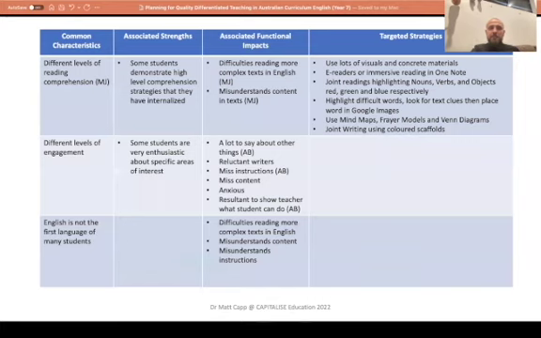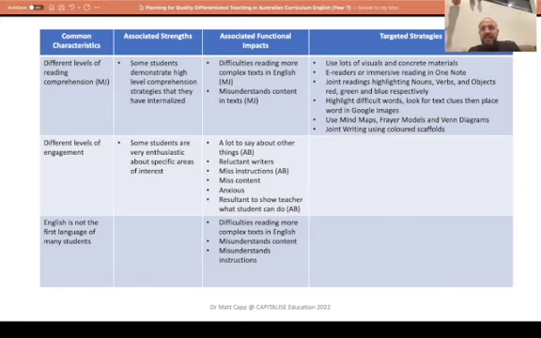So for students who have different levels of reading comprehension, where some students demonstrate really high levels of comprehension, and other students struggle with more complex texts and misunderstand the content in those texts, we could use lots of visuals and concrete materials. We could use e-readers or Immersive Reader in OneNote. We could do joint readings, highlighting nouns, verbs, and objects in different colors. We could highlight difficult words in text, and then look for contextual clues within that text. And if we can't find it, put that word into Google Images and have a look at what the word pictures are and come up with a definition together, create some mind maps, Frayer models, and Venn diagrams, or do some joint writing using colored scaffolds.